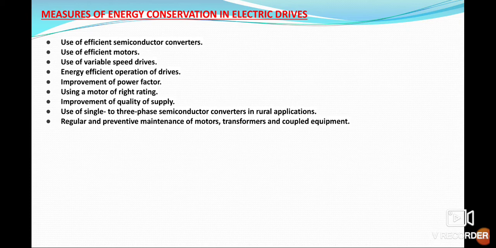We can do energy conservation in electric drives by the use of efficient semiconductor converters, use of efficient motors, variable speed drives, and also sometimes using a motor of the right rating, use of single to three-phase semiconductor converters in rural applications, regular and preventive maintenance of motors, transformers and coupled equipment, and energy efficient operation of drives.